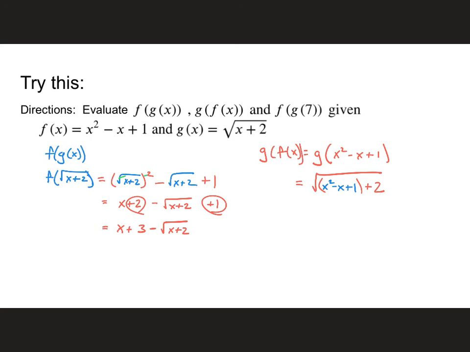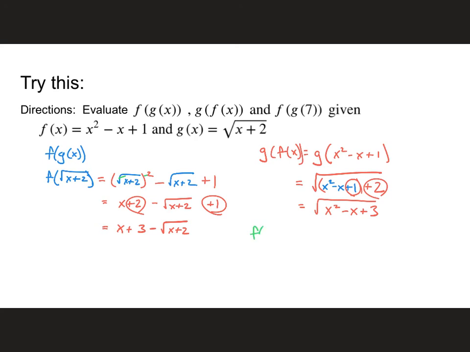Okay, so now what can I do here? Well, not much. Looks like I could just combine my like terms here, the plus 1 and the plus 2, and get x squared minus x plus 3 underneath the radical. Not much else I can do. Looks like I'm done with this problem.